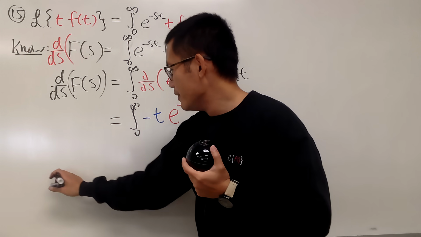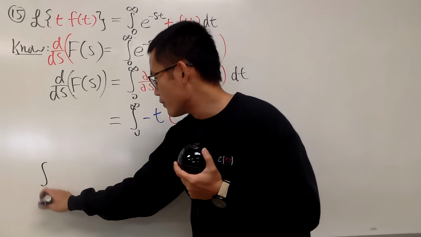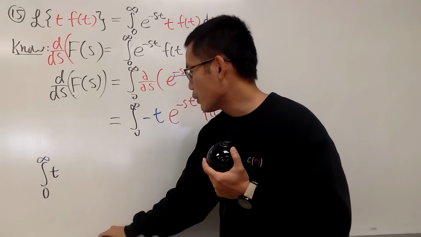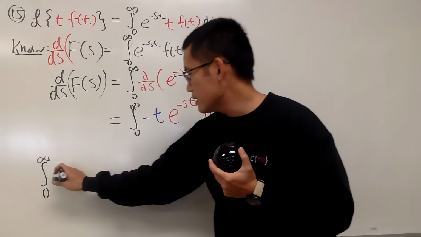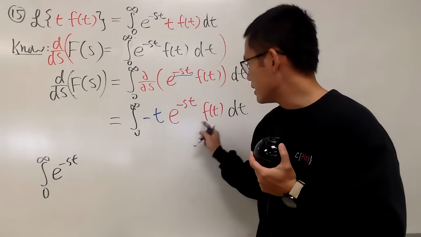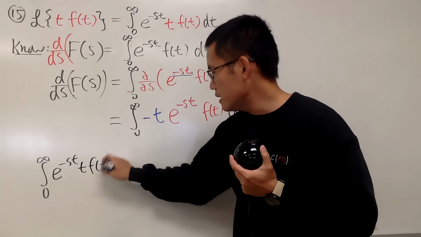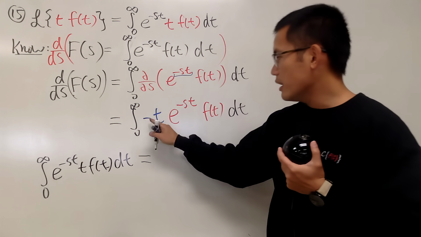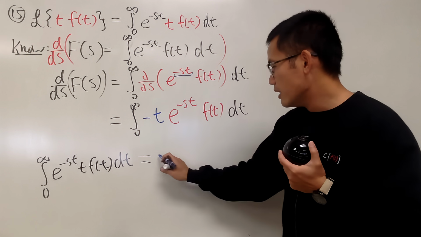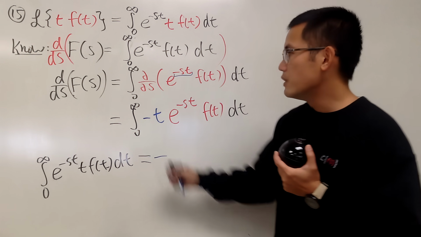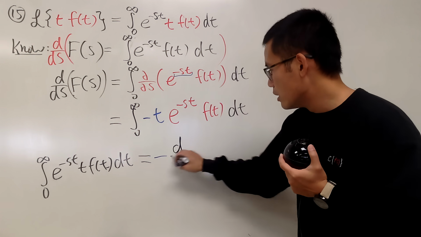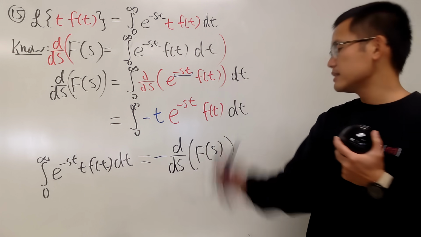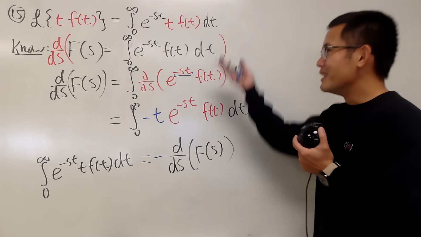Have a look. This is telling us the integral from 0 to infinity of positive t, and I will just write down everything like this, e to the negative st, put a t right here, t f of t, and dt. Again, we can kick the negative to the other side. So you just have to multiply the negative with the derivative in the s world of the capital F of s, like this. So that's pretty much it.